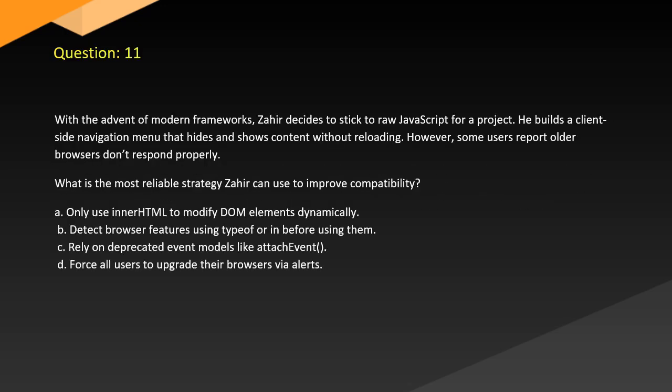Question 11. With the advent of modern frameworks, Zahir decides to stick to raw JavaScript for a project. He builds a client-side navigation menu that hides and shows content without reloading. However, some users report older browsers don't respond properly. What is the most reliable strategy Zahir can use to improve compatibility? A. Only use innerHTML to modify DOM elements dynamically. B. Detect browser features using typeof or in before using them. C. Rely on deprecated event models like attachEvent. D. Force all users to upgrade their browsers via alerts.